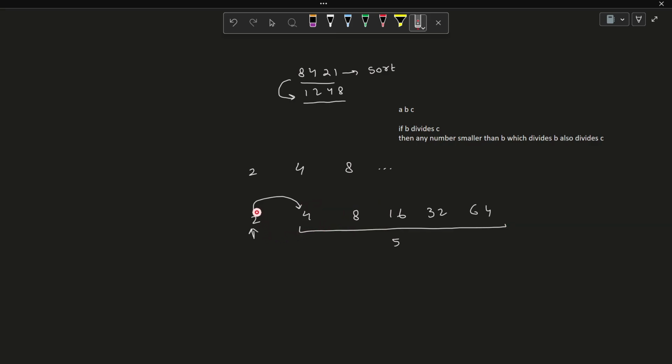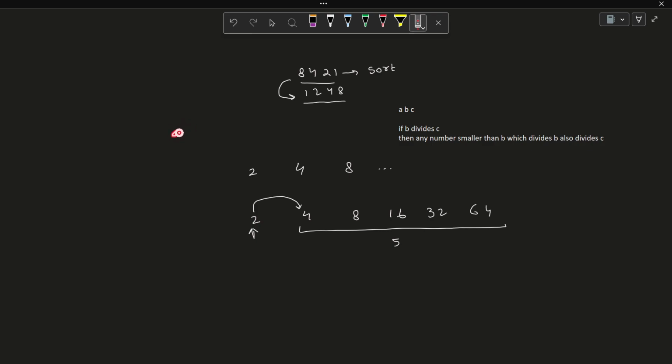So I don't need to find the answer again for 2. What I can just say is, get me the best answer starting from 4 and I am going to add 1 to it, and that is going to be my new best answer starting from 2. Let me reiterate this part. I know that the best answer starting from 4 is this one, where we have 5 elements and those elements are 4, 8, 16, 32 and 64. What I am saying is, with this initial fact, I know that any number that is divisible by 4 will also be divisible by 2.